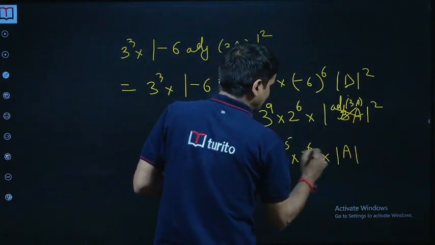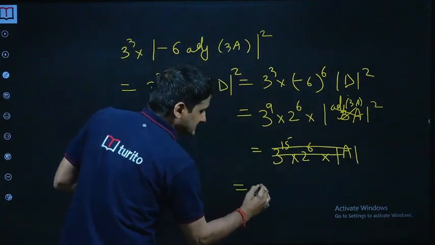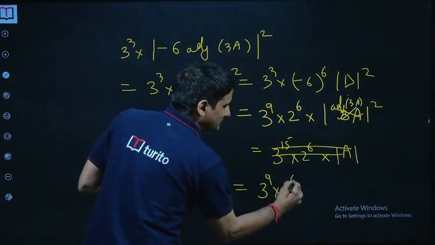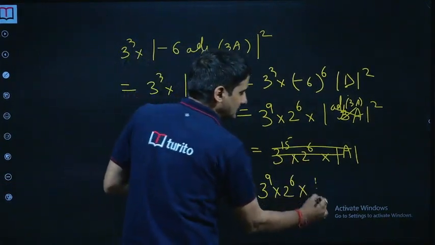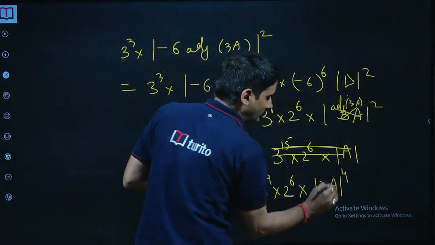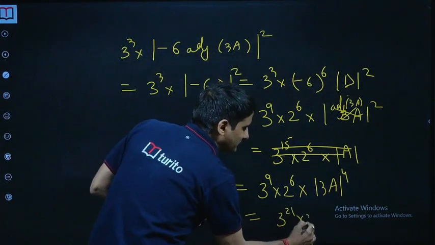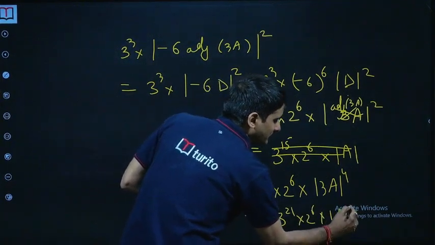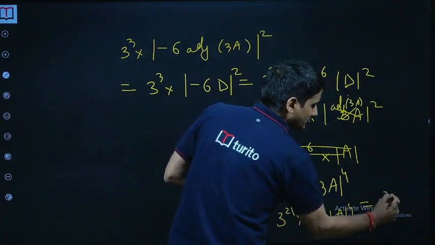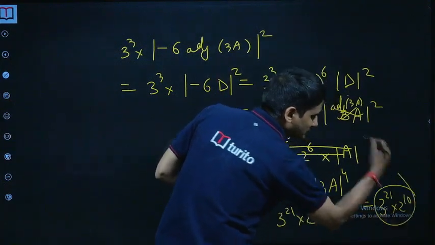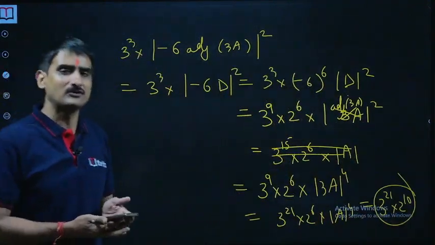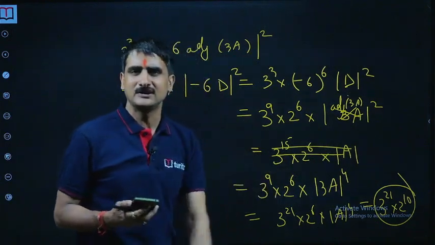See, okay, I have to just skip a step here, into 2 raised to the power 6 into, so it will be determinant of 3A whole raised to the power 4, and then 3 raised to the power 12 will be outside, so 3 raised to the power 21 into 2 raised to the power 6 into determinant of A whole raised to the power 4, which is 2 raised to the power 4, 3 raised to the power 21 into 2 raised to the power 10. That should be the value of the determinant. According to me, I believe I didn't commit any mistake here.